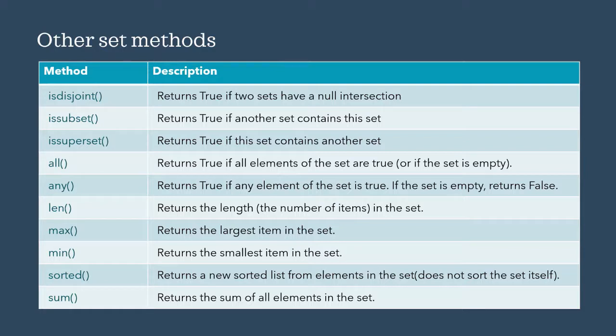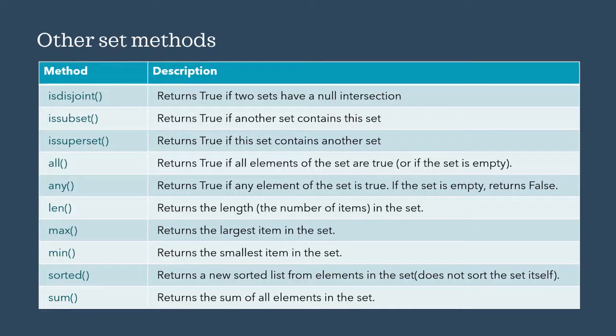We have some other methods that we can use to manipulate sets. For example, the all method returns true if all the elements of the set are true or if the set is empty. That is, all elements are true, either non-zero values or non-empty values. If all the elements are true, it will return true. Also, if the set is empty, it will return true.